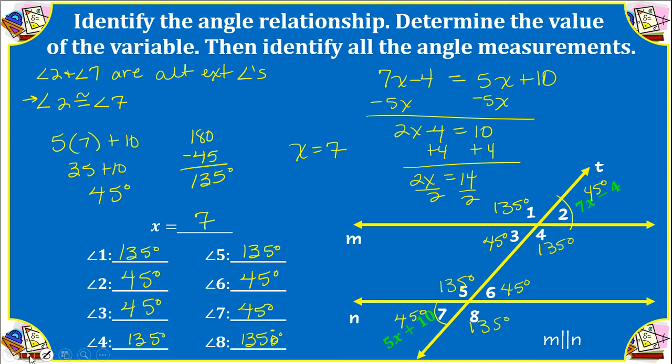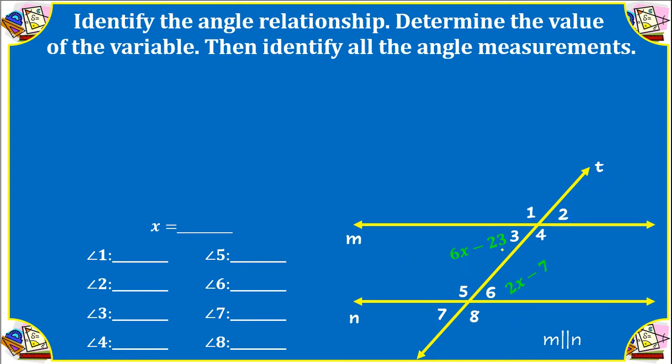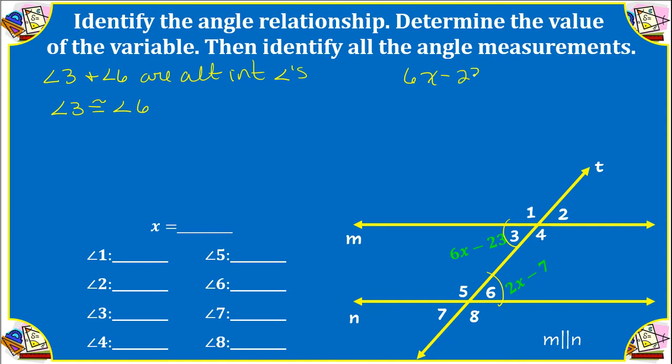Okay, let's look at our next problem. So this time we are given angle 3 and angle 6. They are alternate interior angles. Therefore, angle 3 and angle 6 are congruent. Angle 3 is 6x minus 23. Angle 6 is 2x minus 7.